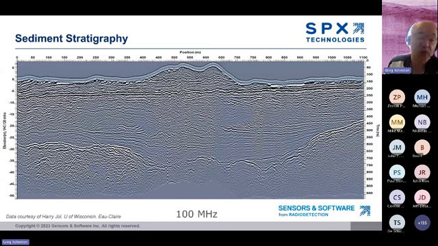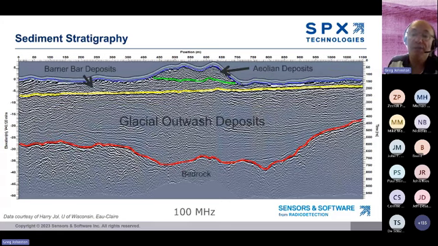So you can see all the structures, and here is how the professor who collected the data interpreted those structures. Aeolian deposits and barrier bar and all sorts of terms that I'm somewhat familiar with from long ago in university, but have forgotten recently for sure. But this is the information you're extracting from the GPR data.